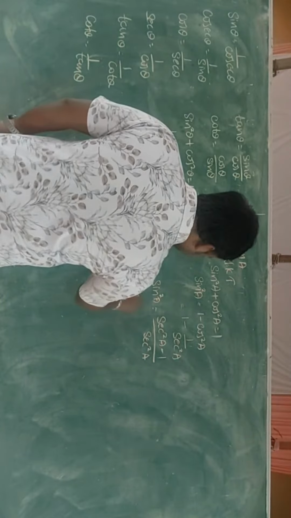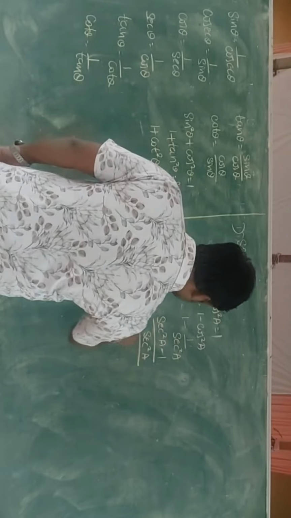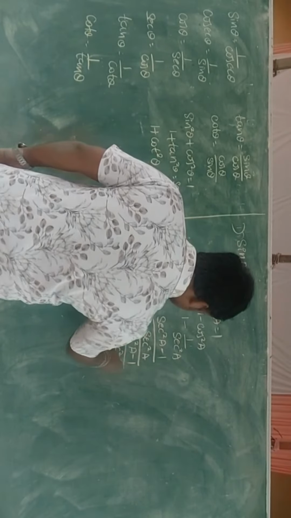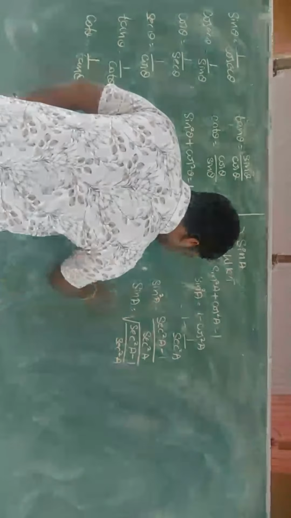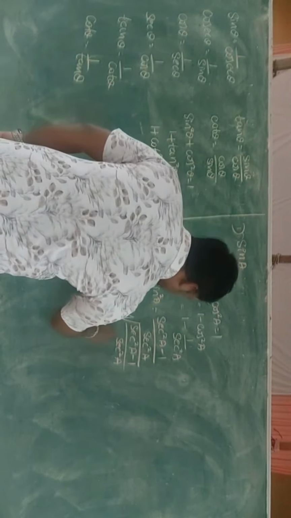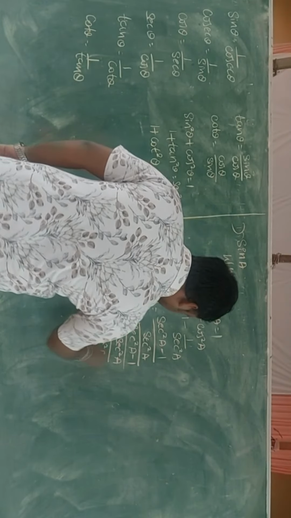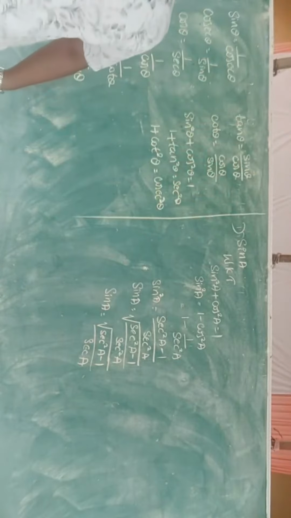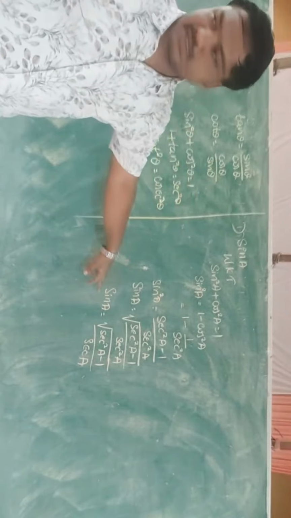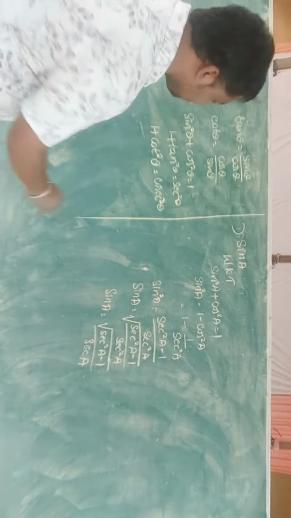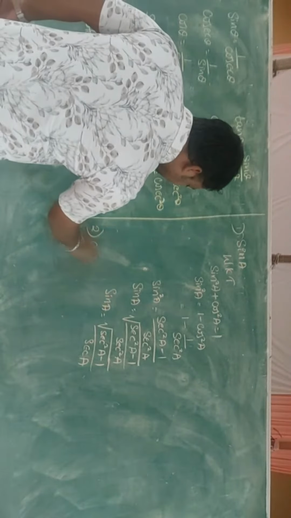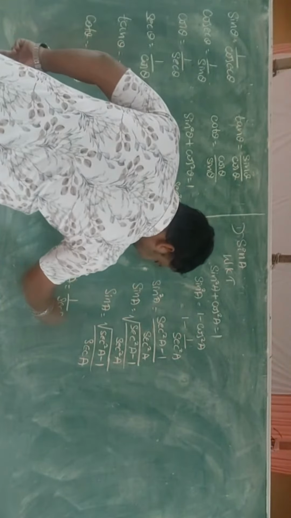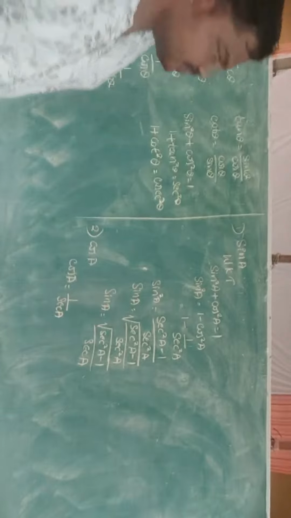Sin A is equal to under root sec square A minus 1 upon sec A. The square root gets cancelled upon sec A. See, sin in the form of sec. Next, cos also in the form of sec. Cos A is equal to 1 upon sec A. Simple.